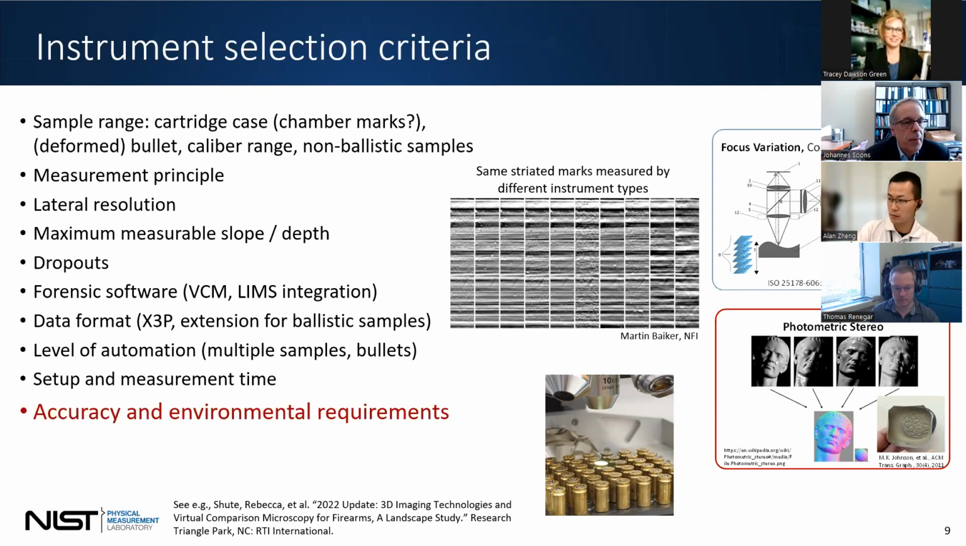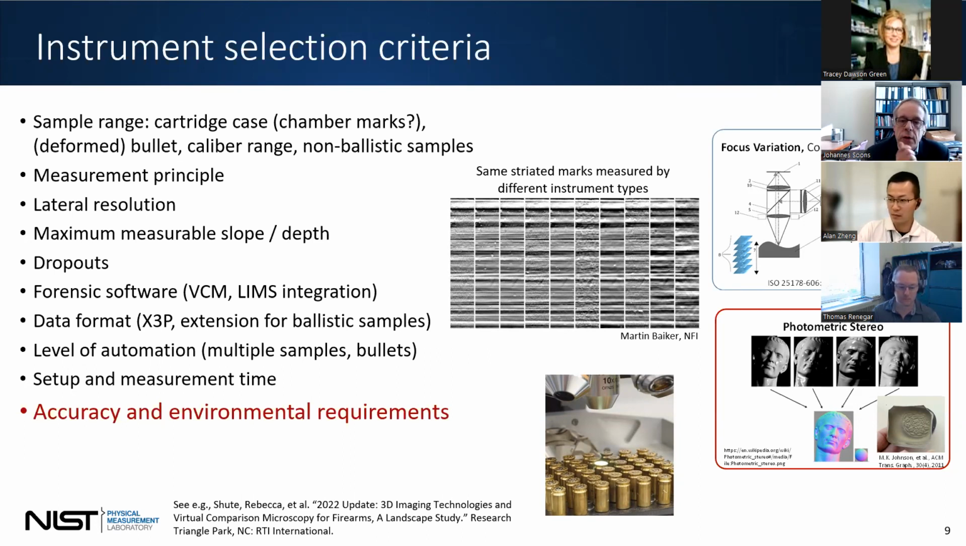Instruments can have different measurement principles for 3D measurement. Lateral resolution is, of course, important. Access to forensic software and the capabilities of that forensic software is important. Level of automation is important. Some instruments can measure an array of multiple samples. For bullets, some instruments provide automation so that you can measure the whole circumference of the bullet in one setup. And of course, overall measurement time is important. Last but not least, the accuracy of the instrument and the associated environmental requirements of the lab.